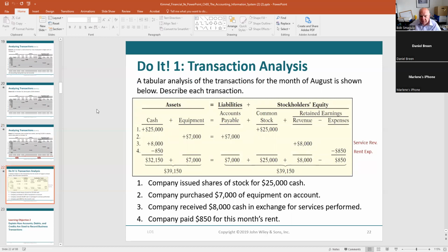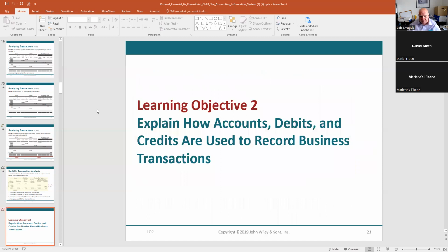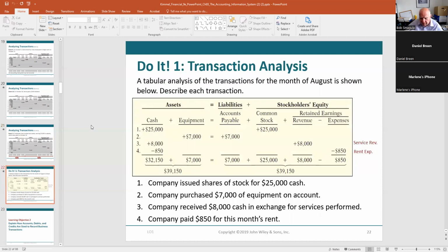A tabular analysis shows they're showing some stuff here. Company issued shares of stock for 25,000. Okay, so let's look at this together. They're giving us the answers already. Company issued shares of stock for 25,000. Well, they received 25,000 in cash, and that's what the company is worth on that particular day. They just have the 25 large.